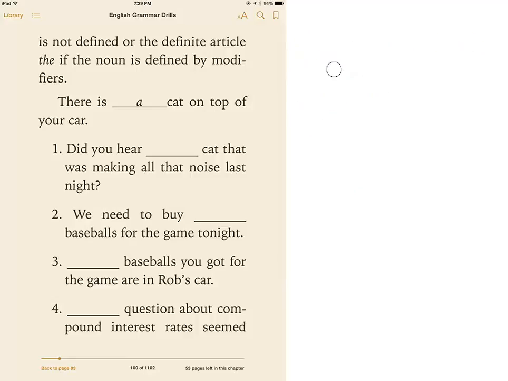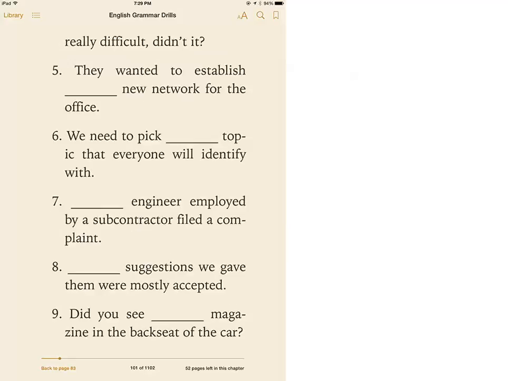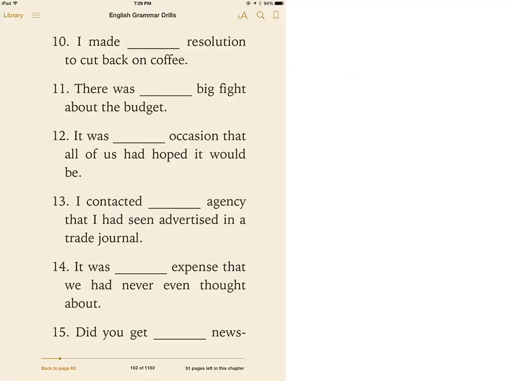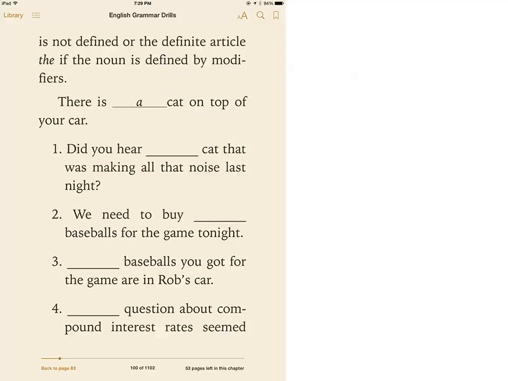But let's take a look here, and we'll do a couple together, and then I'm going to have you do the rest of them because there's quite a few. I think there's like 20 of them for you to do. So we'll do the first page together and see how we do it. It says, did you hear blank cat that was making all that noise last night? Well, did you hear the cat? How do I know it's the? Because it's the cat that was making all the noise. So I know which cat you're talking about, so the cat.